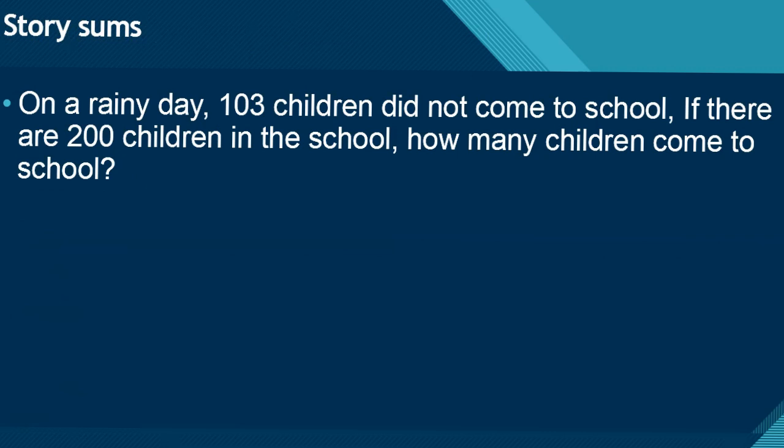Okay, there is a rainy day. Definitely there are a lot of children who did not come. So there is a lesser number of children, and there are 200 children in the school. So there is a larger number of children. And how many children come to the school? Definitely a lesser number of children come to the school. So here you need to follow some simple logic that you need to subtract in this question. How will we solve the problem?